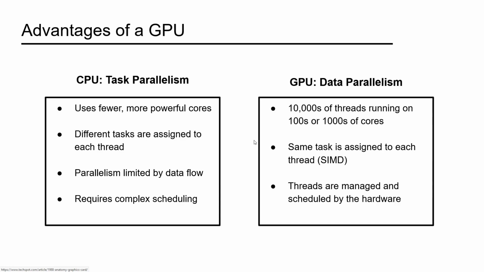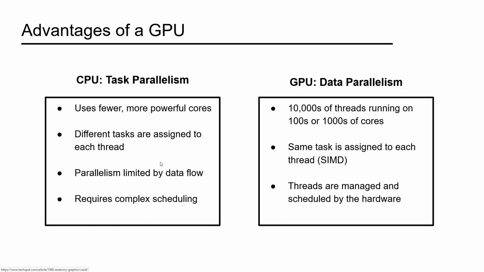This is in stark contrast to how a CPU is designed, which uses fewer but more powerful cores. In a traditional consumer computer, you might have 4 cores. Each core is assigned a different task or set of instructions, and these operate on different data, which makes it a multiple instruction, multiple data architecture.